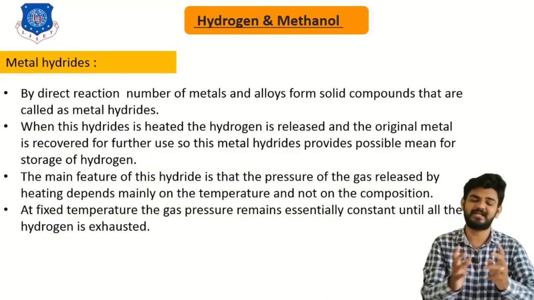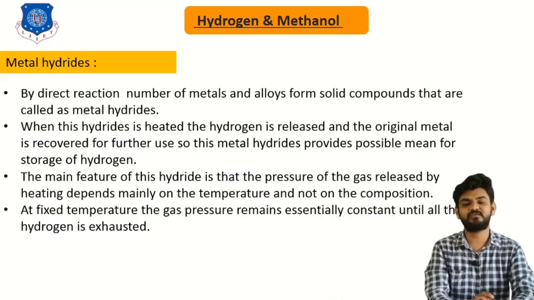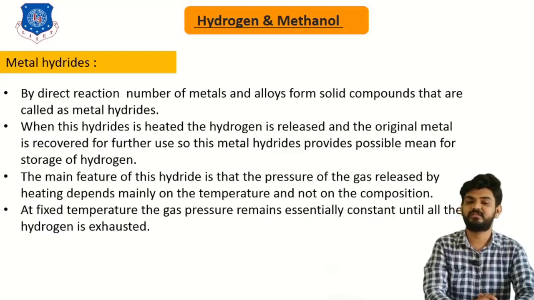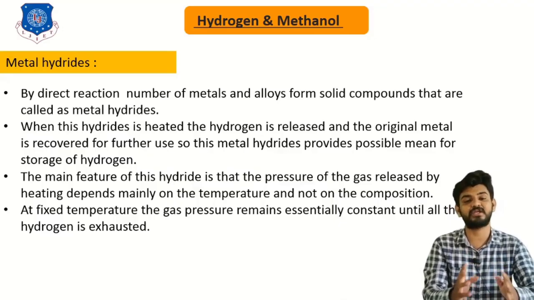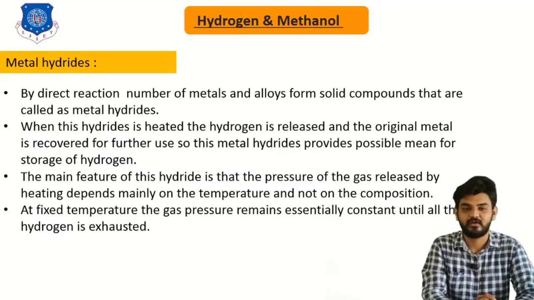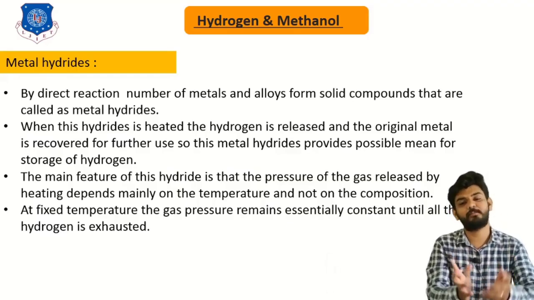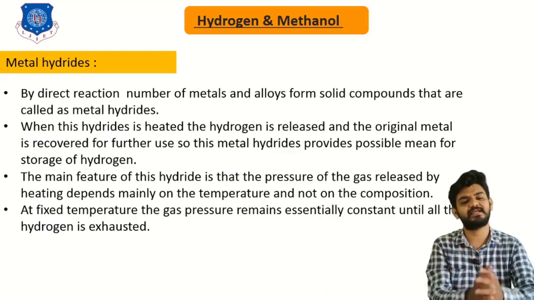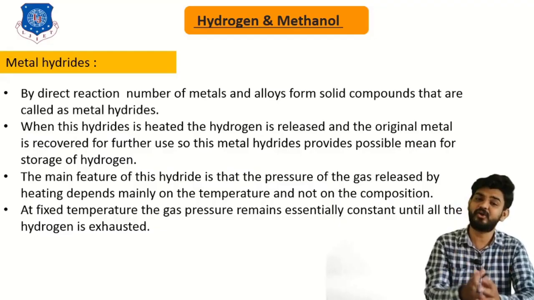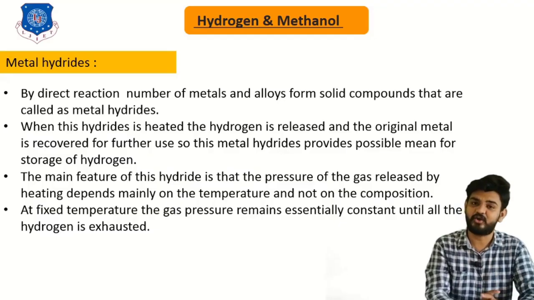So when we heat this metal hydrate, hydrogen is liberated for the application. The main feature of this hydrate is that the pressure of gas released by heat depends mainly on the temperature and not on the composition. So the gas released depends on the temperature but not on the composition of the metal hydrate. At fixed temperature, the gas pressure remains essentially constant until all the hydrogen is exhausted. So this was all about the storage of hydrogen.